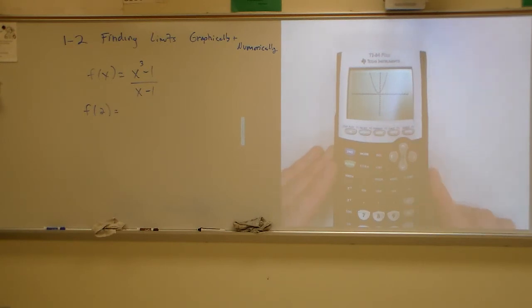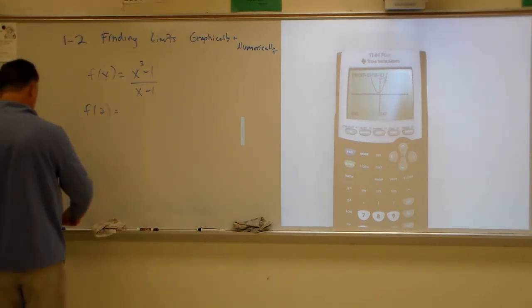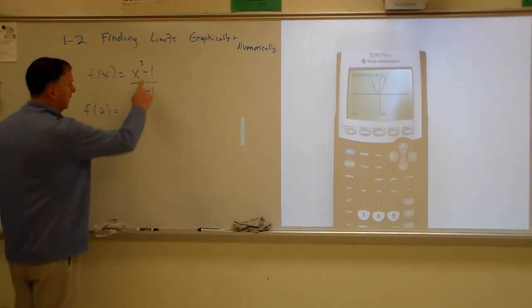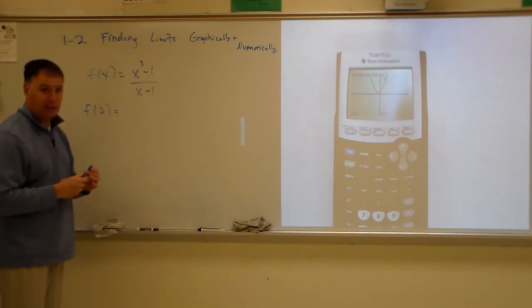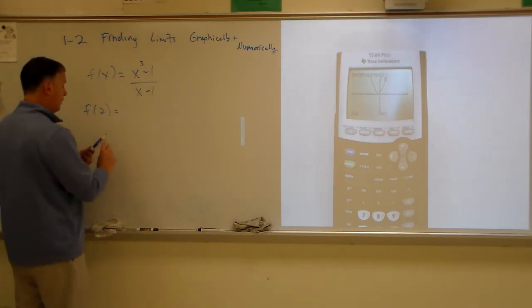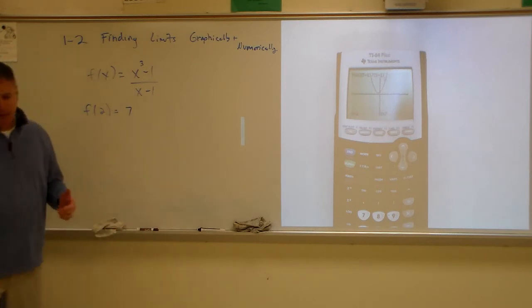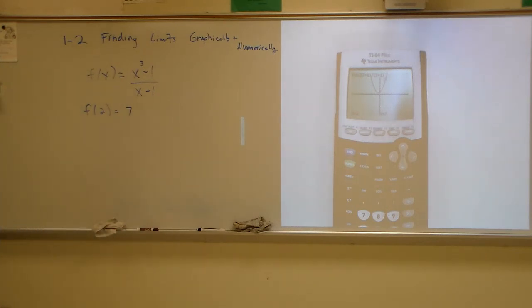So if I want to find out what f of 2 was, the way that we can do that is we can hit our second button and the trace button. It says value, hit enter for value, put a 2 in, and it gives us an answer. So I get 7. And you can say, well, I could have done that a lot faster here. Yep, sometimes you can. But I want to show you how to use a calculator. So when we plug in f of 2, we get 7.